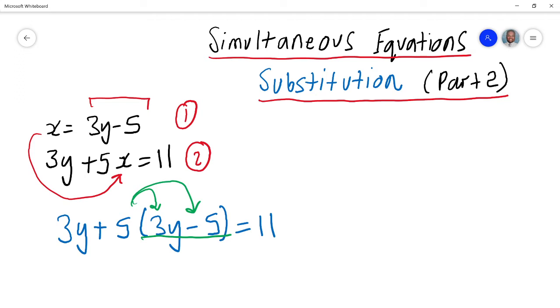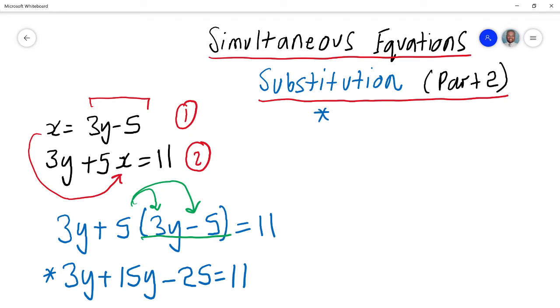All right, so what are we going to do? We're going to get 5 times 3y and 5 times negative 5. All right, so when we expand, what do we get? We get 3y plus 15y minus 25 equals 11. All right, what I'll do is I will move that equation up there and simplify that further. So I'll just rewrite that. 3y plus 15y minus 25 equals 11.